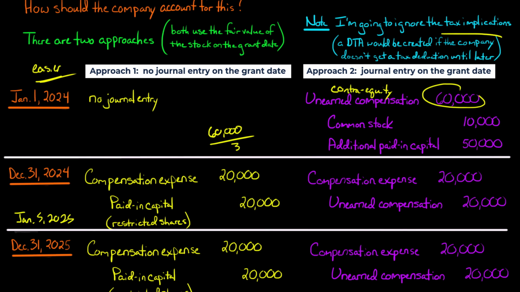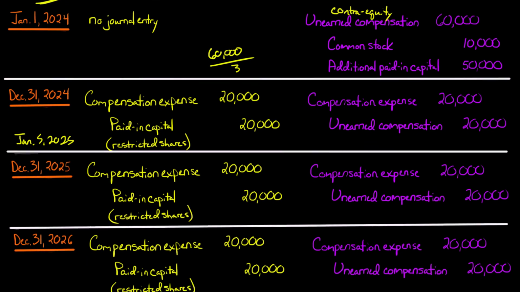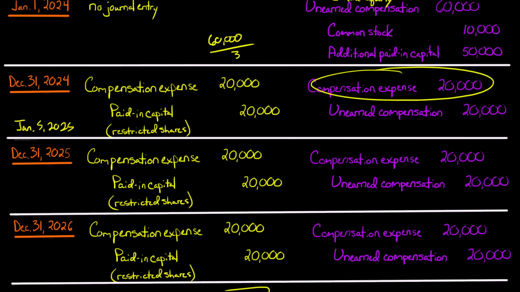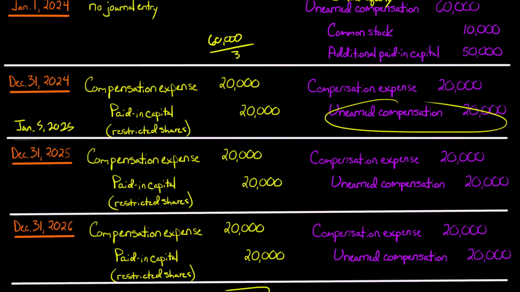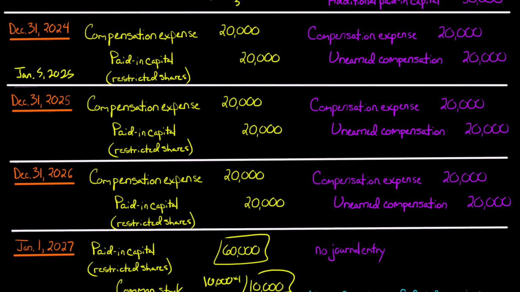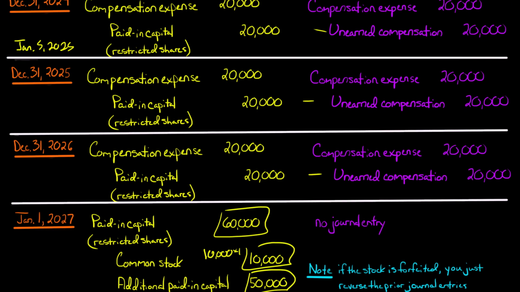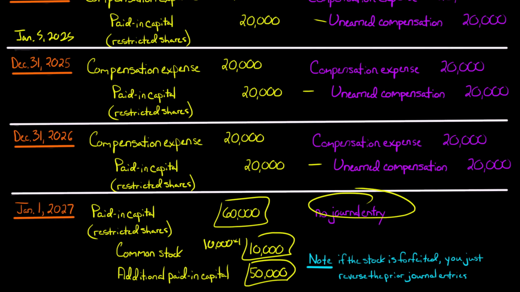And again, if you're wondering why is this 60,000 for unearned compensation? Again, $6 was the share price on the grant date, and there were 10,000 shares being given out. So there's 60,000 of total compensation here. It's been unearned. Okay, so it's a contra equity account, and under each approach, you're debiting compensation expense for $20,000 every year. It's just what you're crediting that changes. Now we're going to reduce that unearned compensation account, and we do that 3 different times, right? There's this 3-year restriction period, and at the end, there's no journal entry under approach number 2.